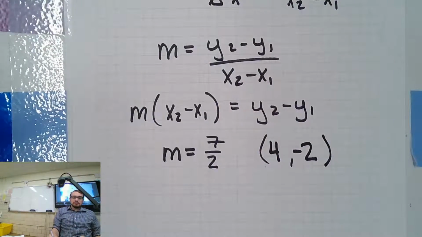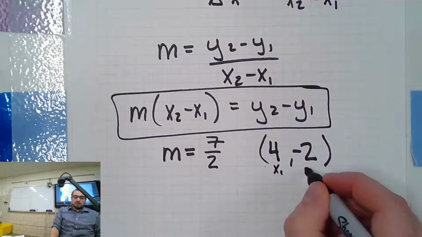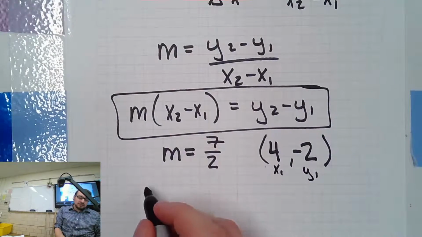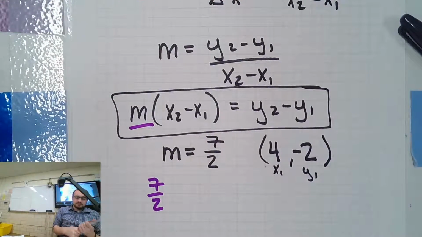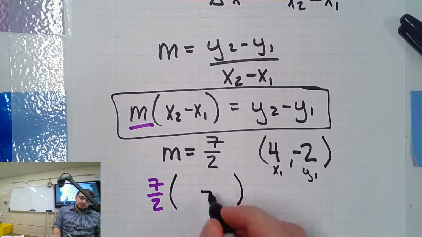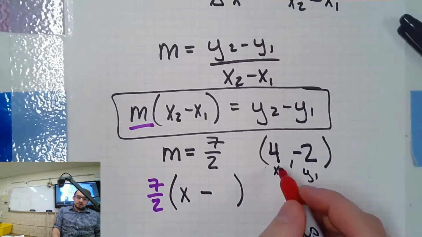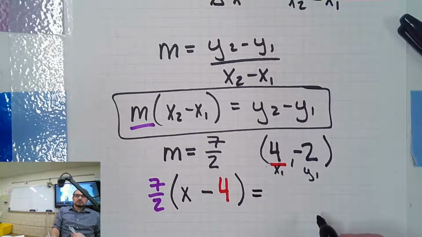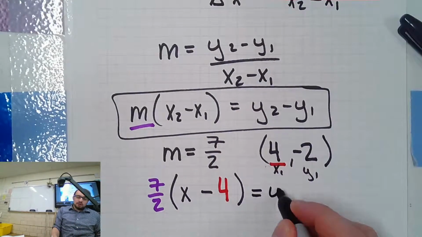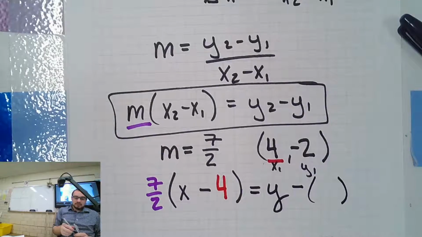So let's find the equation of that line using this. I'm going to call that x1, y1. And there's our slope. So our slope is 7/2. That's what I'm plugging in there. Do I know what my x2 is? No, I'm only given 1 point, right? So I'm going to leave that alone. I'm going to call it regular x. What's my x1? 4. We don't know y2, so I'm just going to call it y. What's our y1? -2.